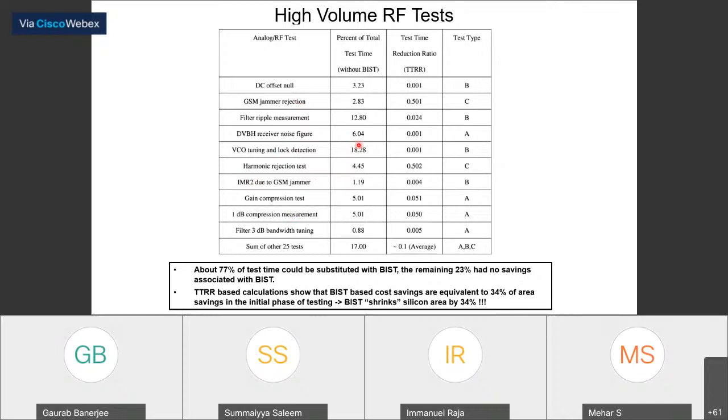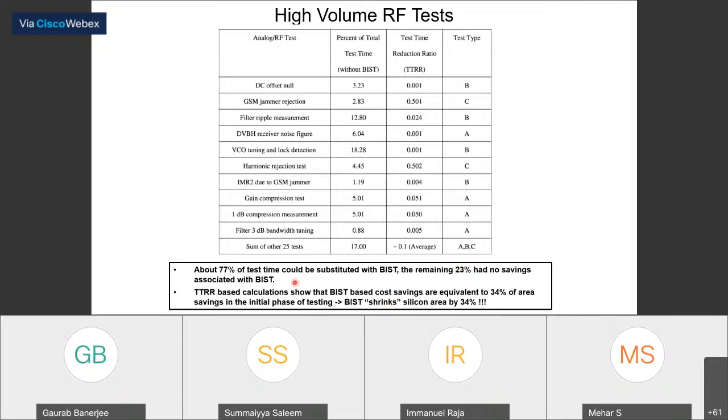So what we found was, what did we achieve without BIST? If we did conventional testing, and what did we achieve with BIST? What was the test time reduction ratio? And most of our tests did very well. In fact, we found that about 77% of the test time could be substituted with BIST, but there are always some tests that you cannot replace with BIST, right? So they will add to the test cost.